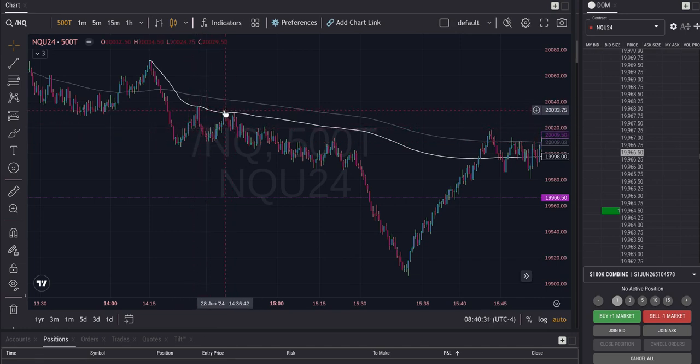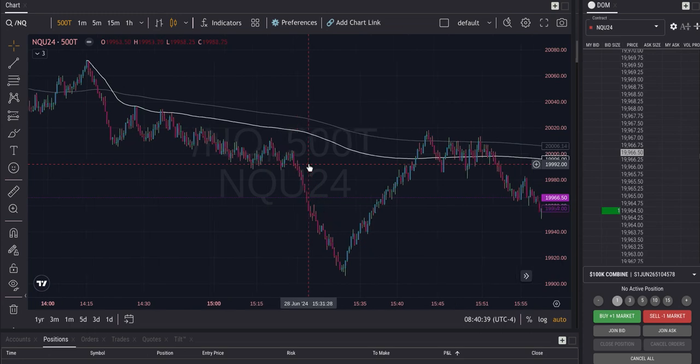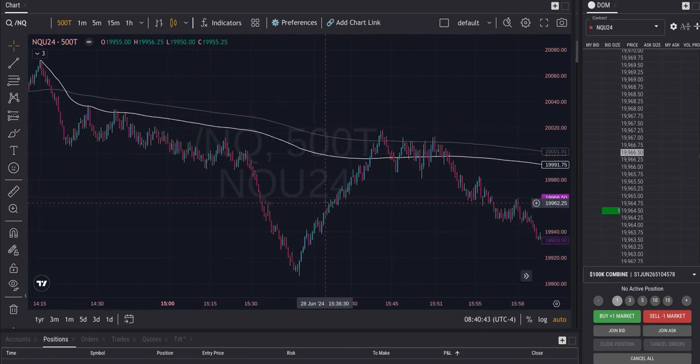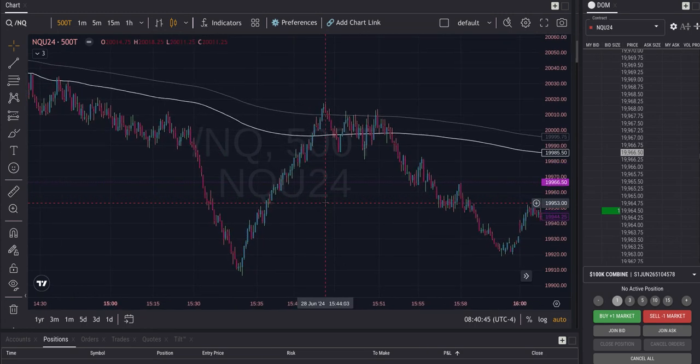me 400. I would have shorted again once it came back up here. That would eventually have made me 400. That would have been a good one to hang on to, and sometimes I do that. I'll move my take profit down farther.